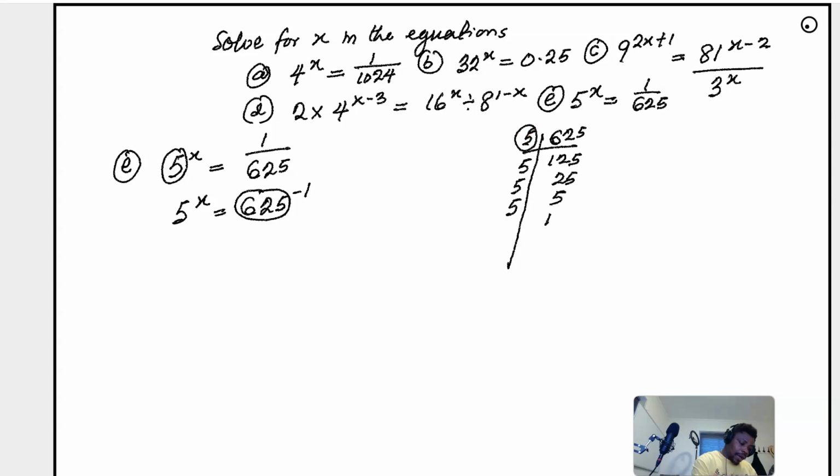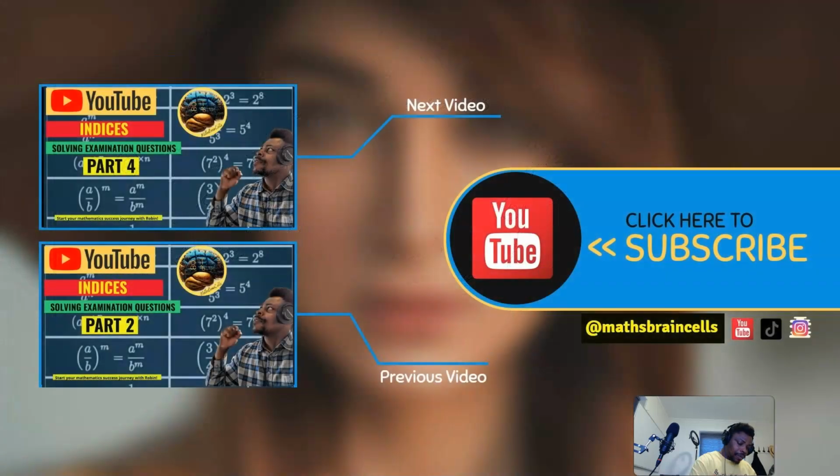So how many 5s can multiply themselves to give us 625? That is 4 times. So 5 raised to x is equal to 625, the same thing as 5 raised to 4. Then you have minus 1 here. So the base on this side is equal to the base on this side, which means the powers are equal. So x is equal to 4 times minus 1. Therefore, x is equal to minus 4.